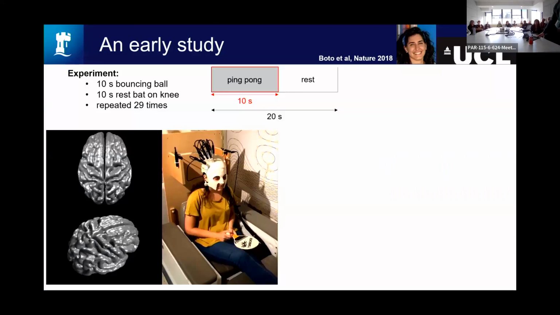A few examples of early studies. We knew we had a system that you could move your head in, and we wanted a good paradigm to say, well, what can you do while you're moving your head? And so we dispatched Gareth into town, and he came back with the world's worst ping pong set.